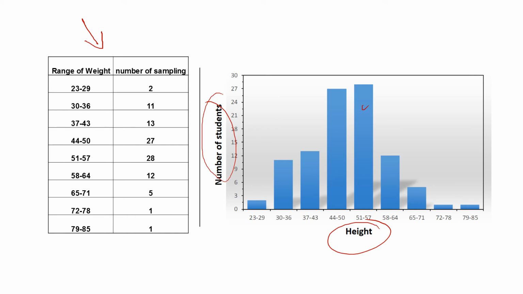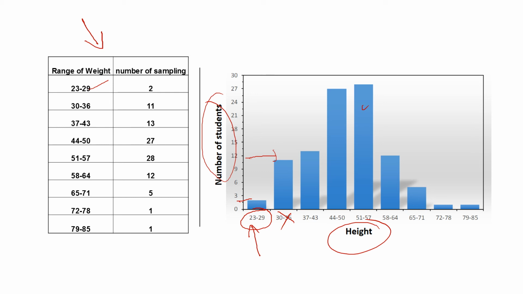Sometimes we don't want to use the range. So we have the range here. This is the range. This first one is 2. The second range, 30 to 36, is 12, and so on and so forth. Sometimes we don't want to use this range or class width to represent the x-axis. Another way to do it is by using the midpoint.